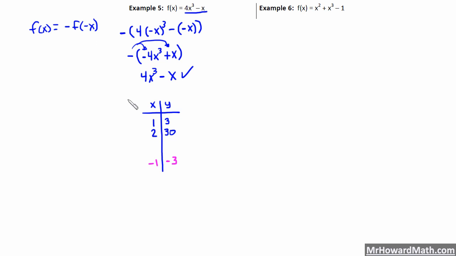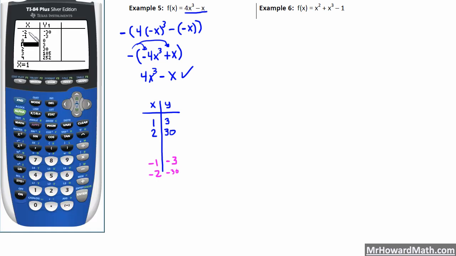The opposite x, negative 2, should be paired with the same absolute value but opposite sign of the y, so negative 30. This says the opposite x and the opposite y, that's the way we think about it. So these points must be in that table to confirm with a table that it is an odd function. Let's look at that quickly. Negative 1 is paired with negative 3, check. Negative 2 is paired with negative 30, check. So it is an odd function.